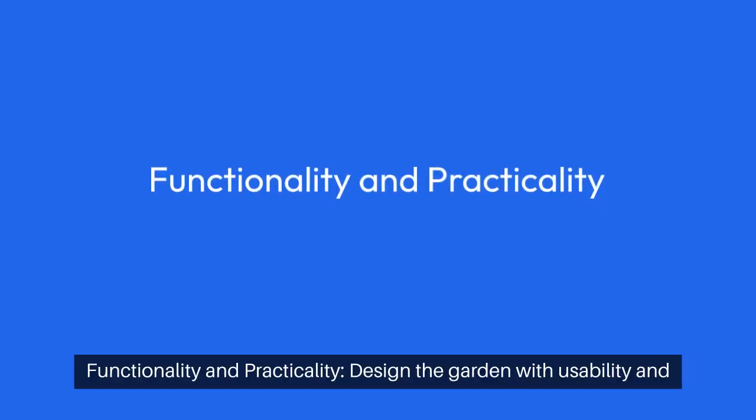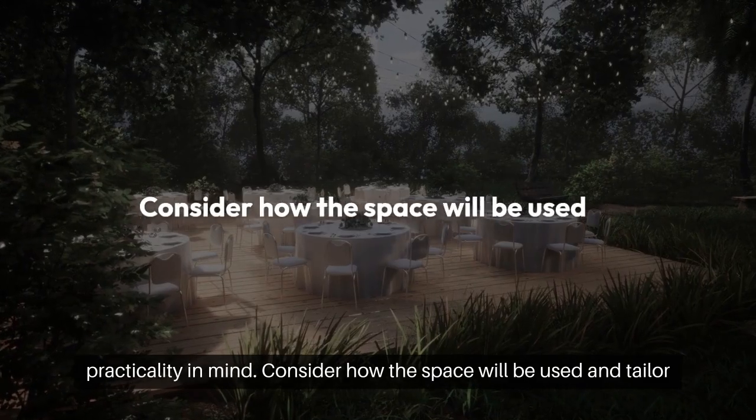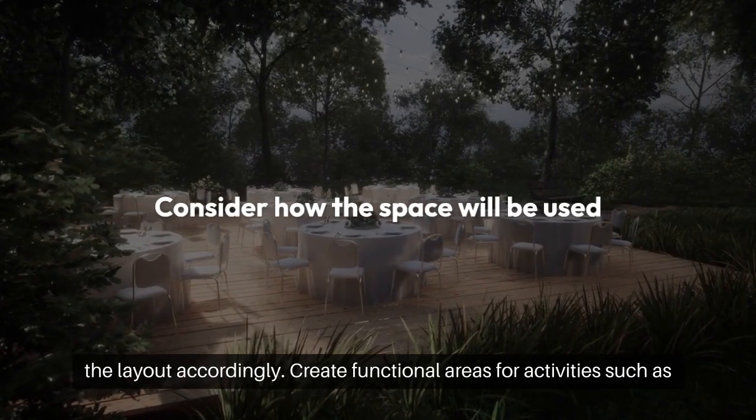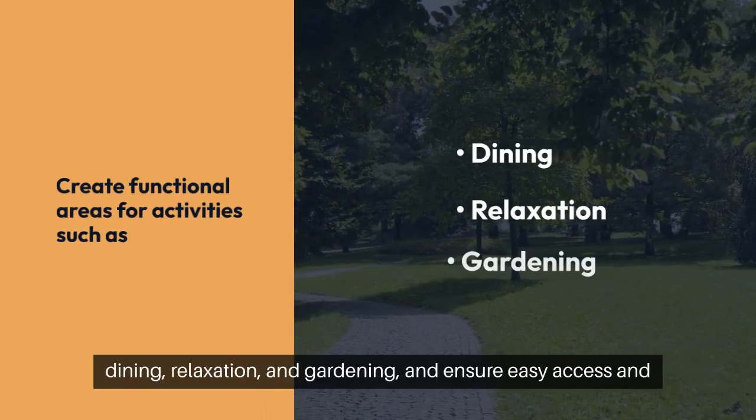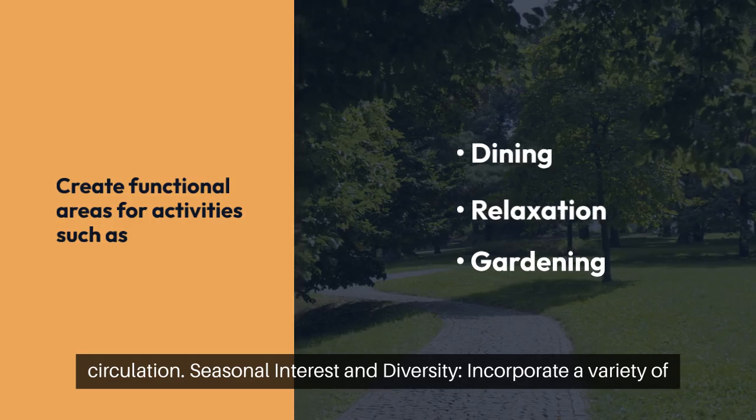Functionality and practicality. Design the garden with usability and practicality in mind. Consider how the space will be used and tailor the layout accordingly. Create functional areas for activities such as dining, relaxation, and gardening, and ensure easy access and circulation.